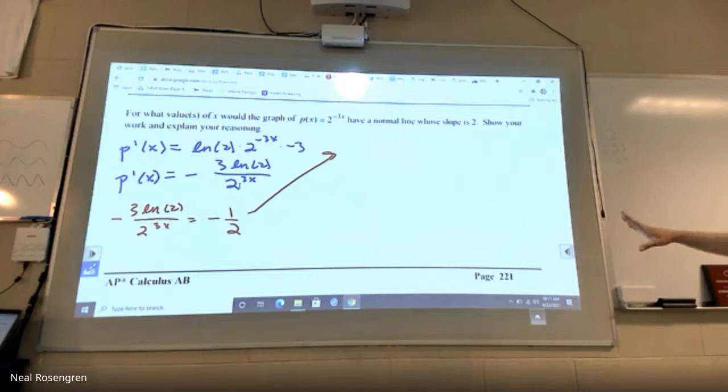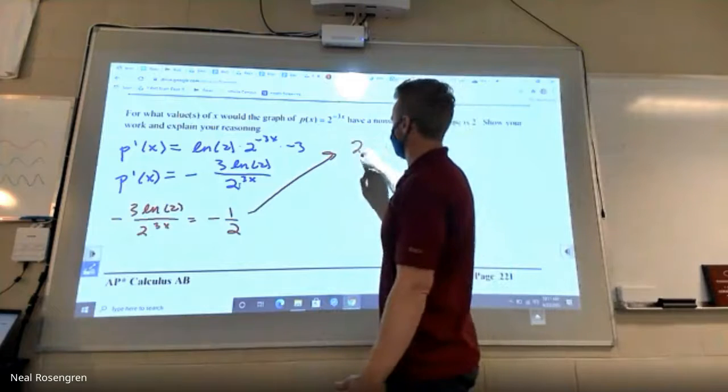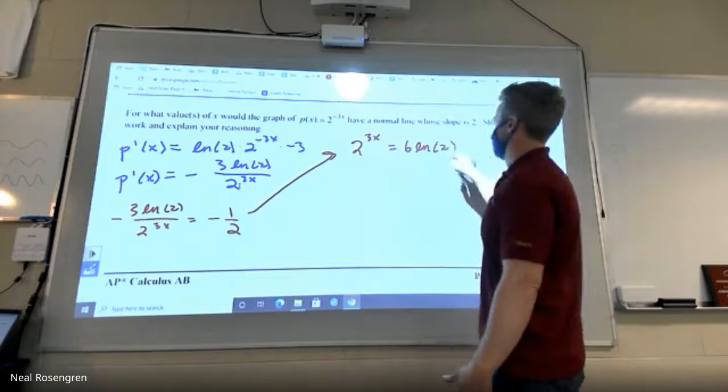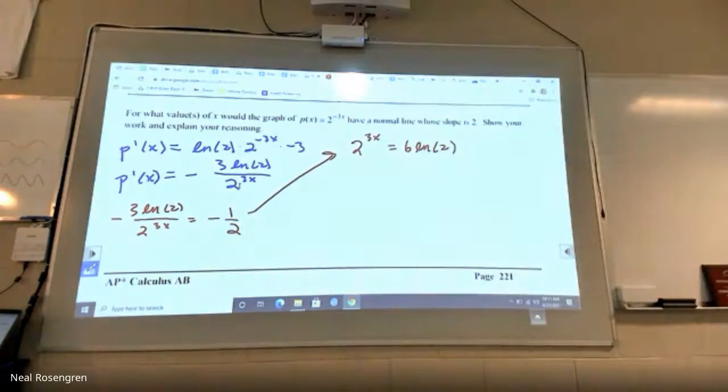Let's drop the negatives first. That'll make things a little bit easier. And cross multiply. So we get 2 to the 3x times 1 equals 6 ln of 2. Now, lots of different ways to go about this. You could take the log of both sides. You could take the natural log of both sides. You could change it into log form, which is what we do in regular Algebra 2. A lot of different strategies here. You'll see in calculus a lot of the time we just take the natural log of both sides because the natural log works out so nicely.